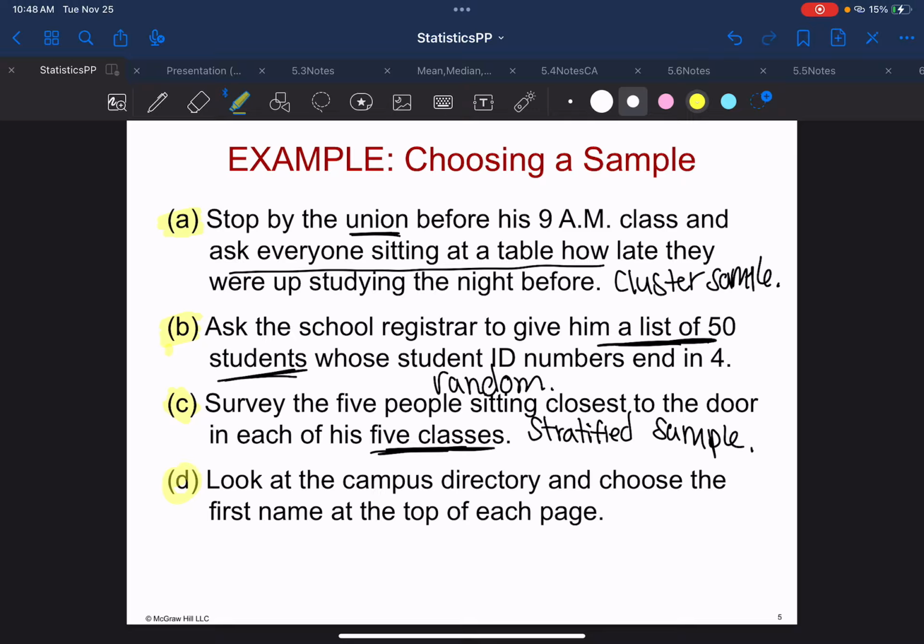And then finally, D says, look at the campus directory and choose the first name at the top of each page. So this would be the systematic sampling, because they are choosing the kth member from the campus directory. So this would be the kth member of the population.